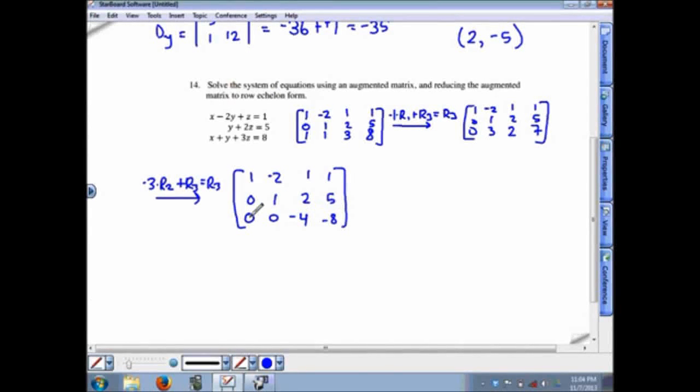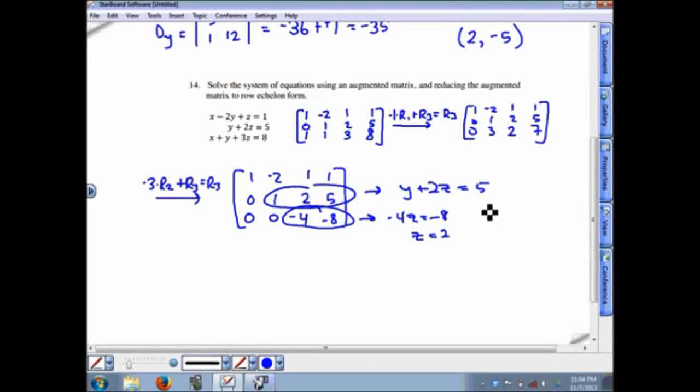What that means is negative 4 is a coefficient of z. There aren't any coefficients of x or y, so really from here we can start figuring out some of the variables. This row tells us that negative 4z equals negative 8, therefore z has to equal positive 2. Now if you go back up a step, this row is the equation y plus 2z is equal to 5, but if we know that z is equal to 2, 2 times 2 is 4. If you take 4 from 5, you get that y equals 1.